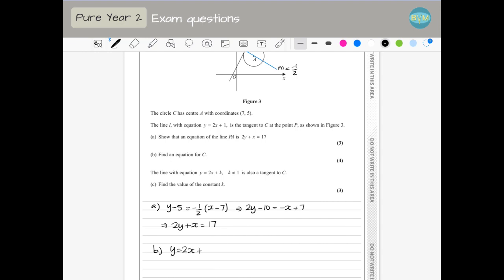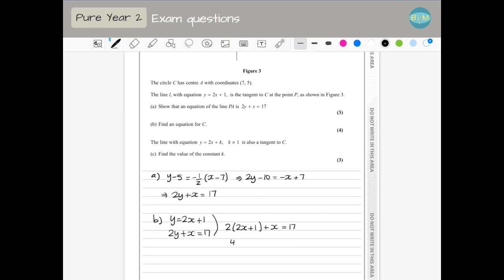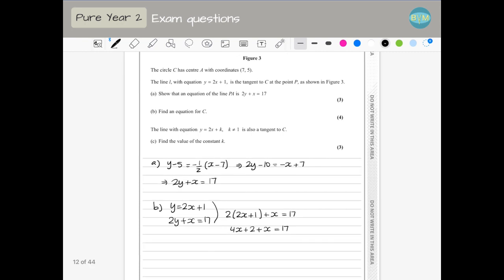So y = 2x + 1 is the tangent, and the one that we just found is the radius, or the normal. So we solve simultaneous equations. We can, for example, substitute this y here, so instead of y, I have 2x plus 1, plus x is 17. Expand the brackets, so 4x plus 2 plus x is 17. And from here I have 5x is 15, which means that x is 15 divided by 5, which is 3.